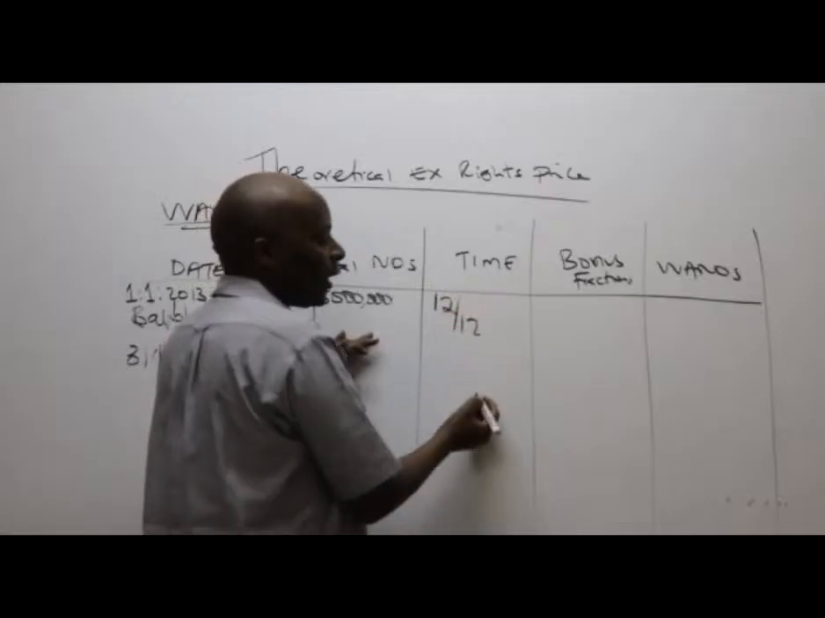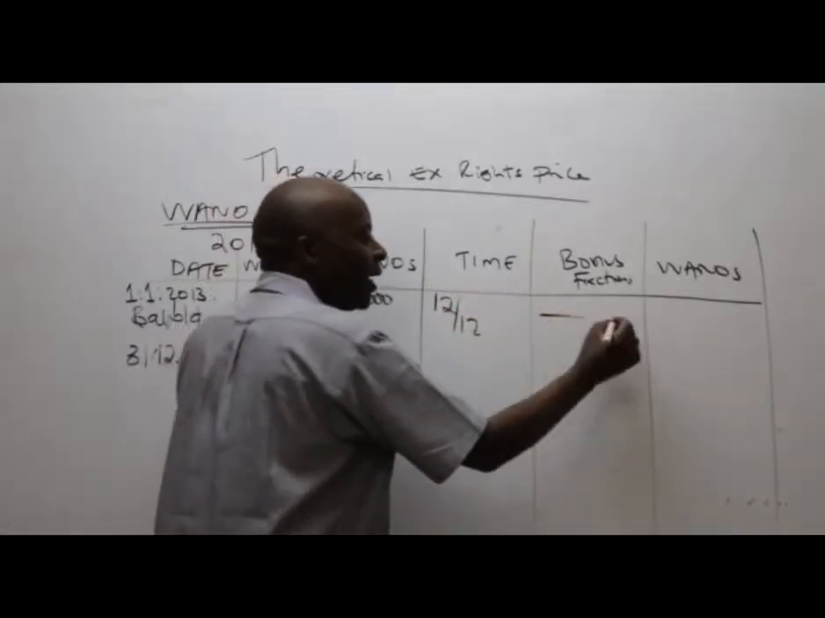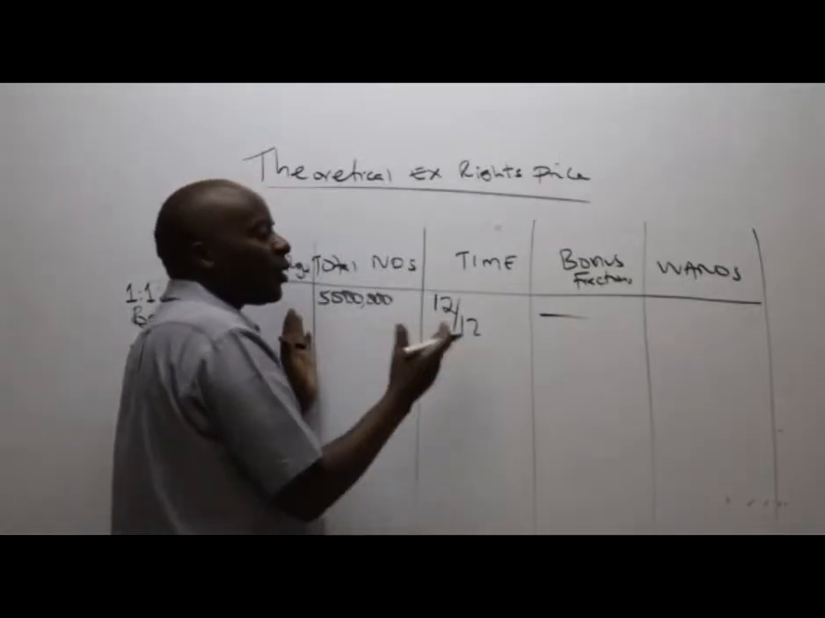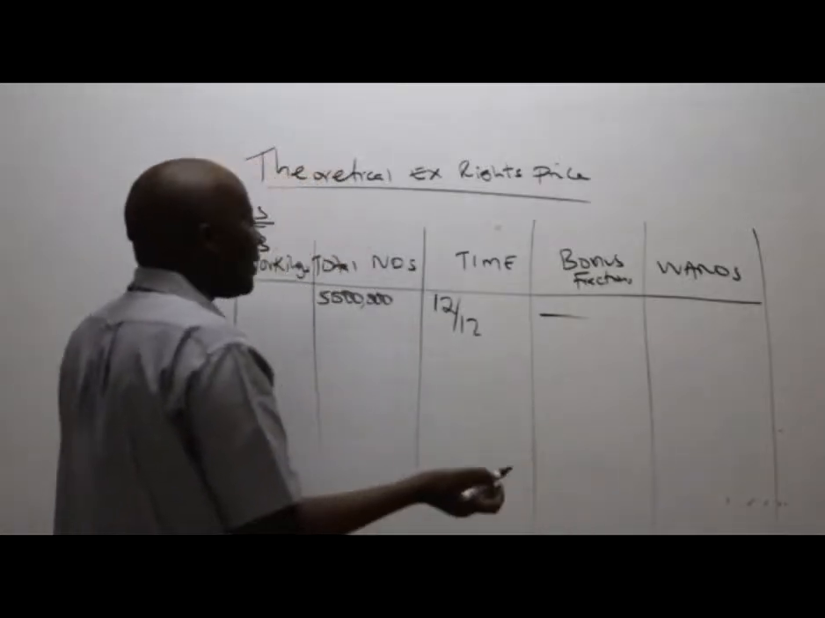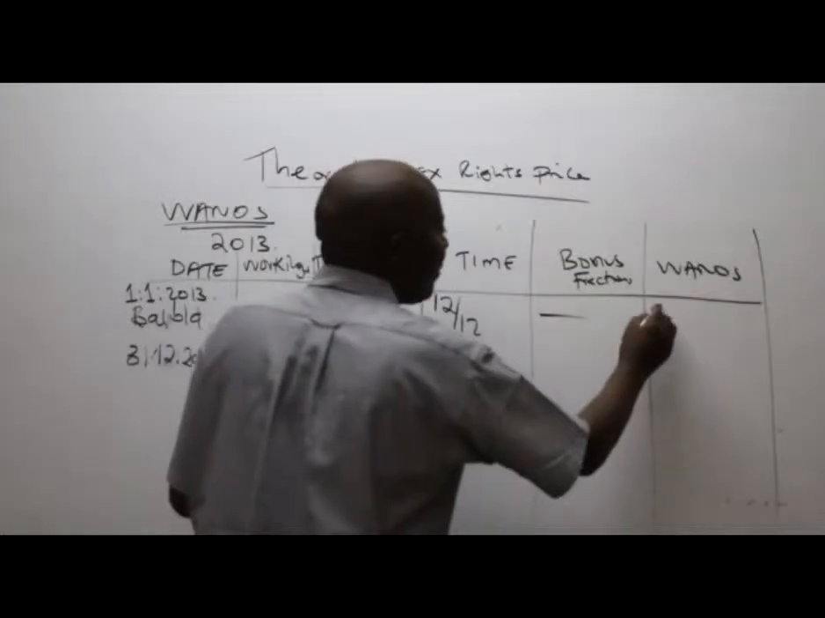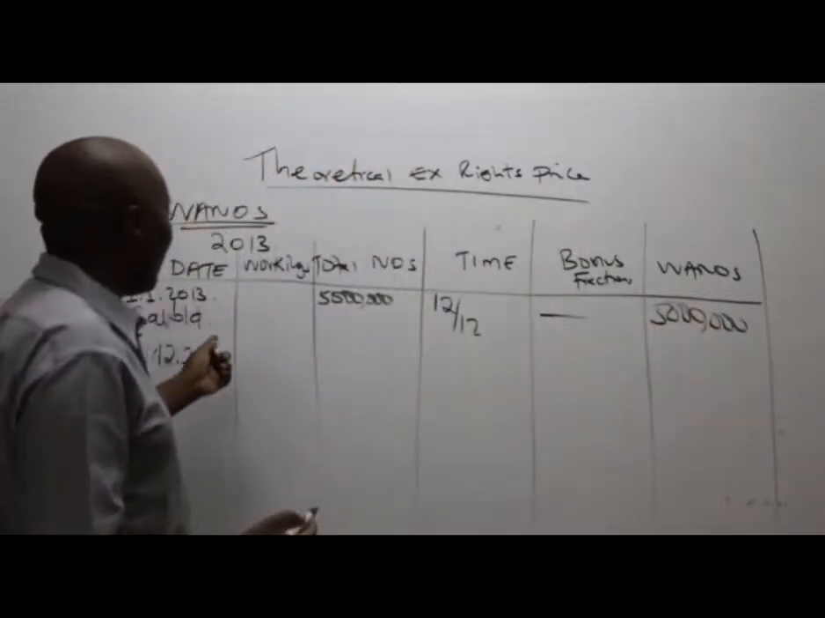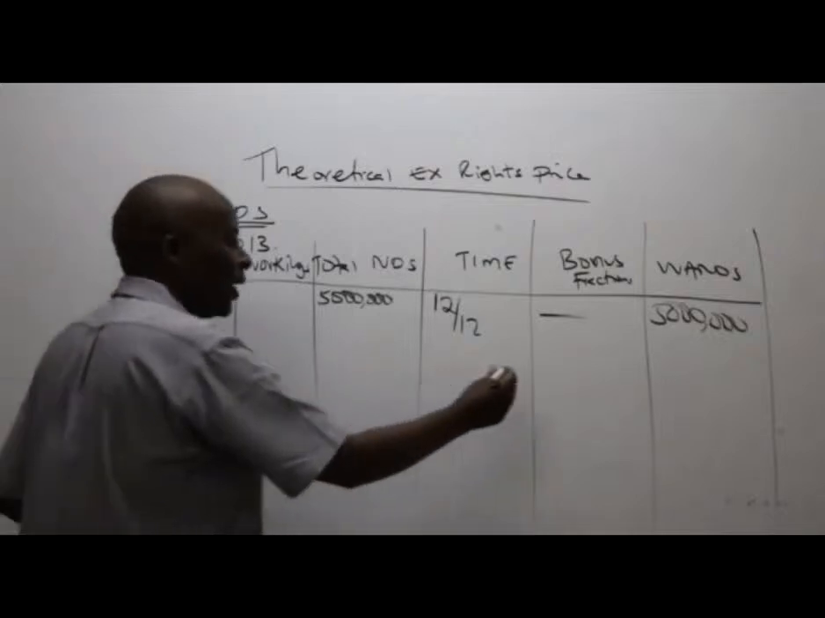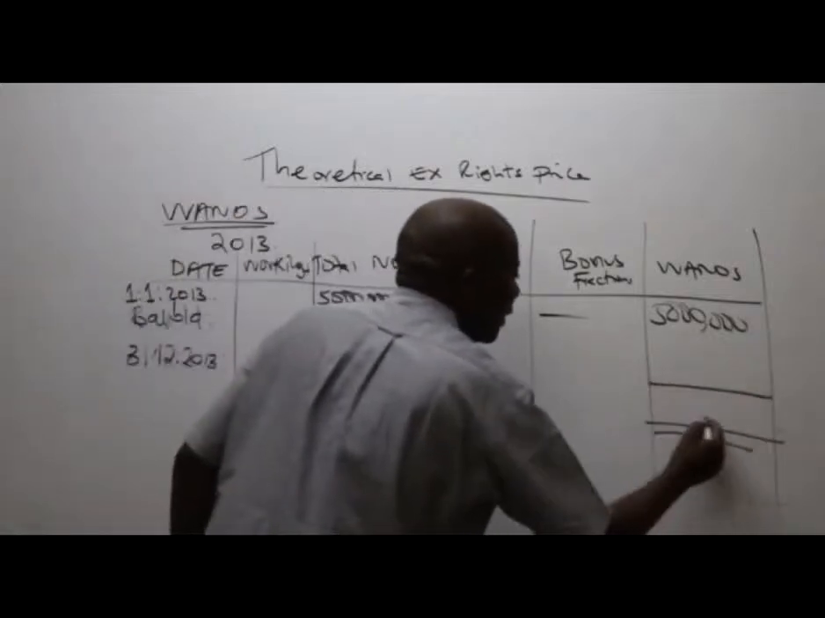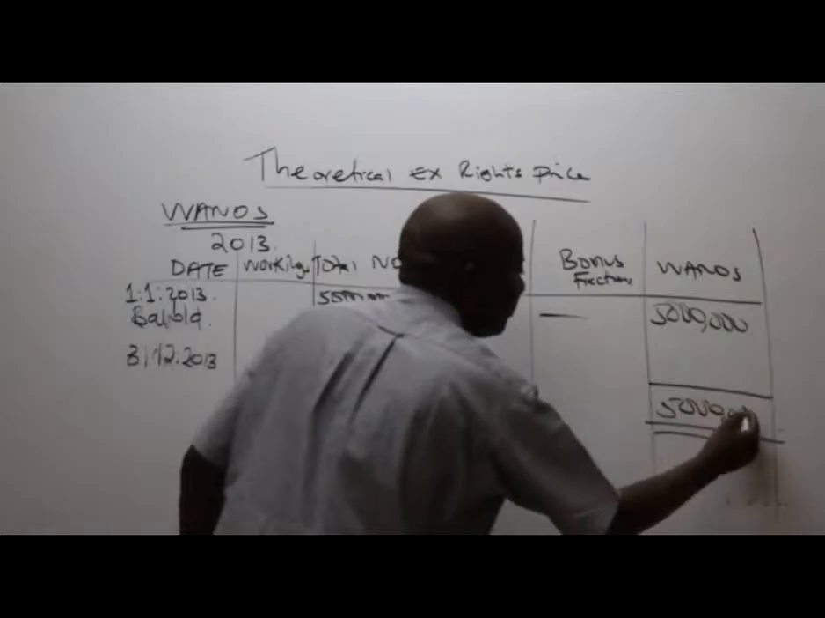12 over 12 like that. Bonus fraction, kumaanisha 2013 number of shares ya 2013. Kumaanisha number of shares ya 2013 ni milioni ngapi somebody? Ni milioni 5. Number of shares ya 2013 milioni hii, mwisho wa mwaka hii. Mwisho wa mwaka number of shares itakuwa straight away 5 million.